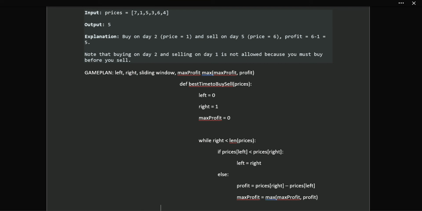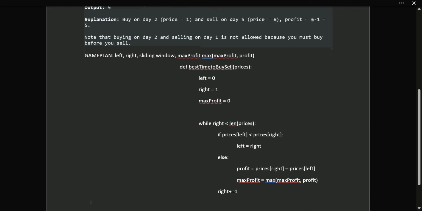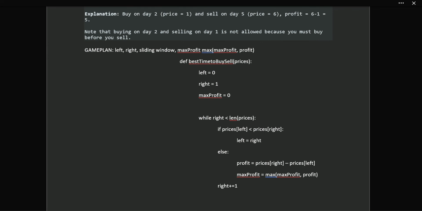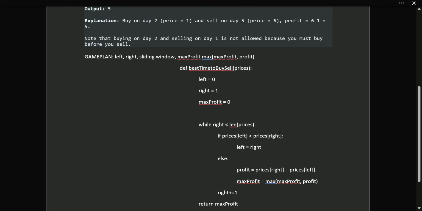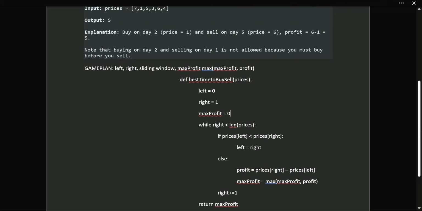And of course, coming out of this, we want to do right plus equals 1 because it keeps us moving on down the list of prices. It keeps our days advancing. We can't get frozen in time here. And once we've exited the loop, we just want to return max profit, whether it's going to be 0 or a new max profit. That's all we want to do there. And this one is as simple as that. Very simplistic code, very easy code.